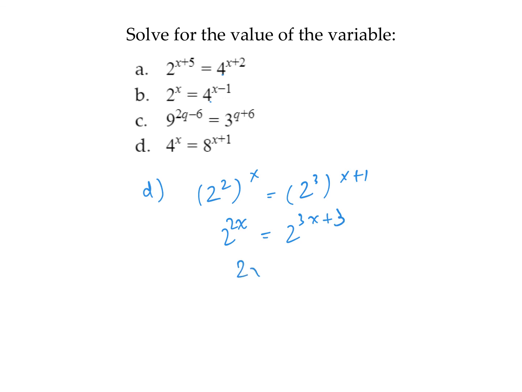Once we have the same base, we can just work with the exponents. Oh, I think this was the same as the previous question. So 3x minus 2x equals negative 3. x equals negative 3.